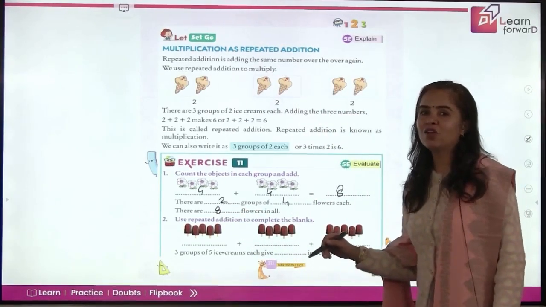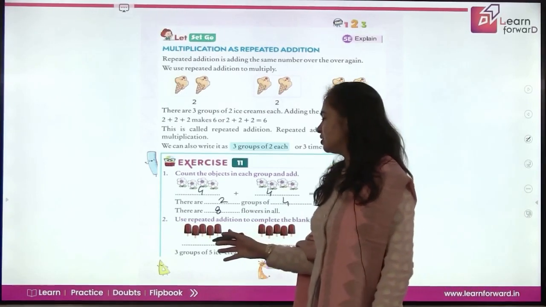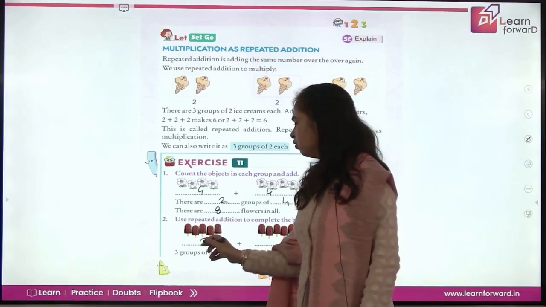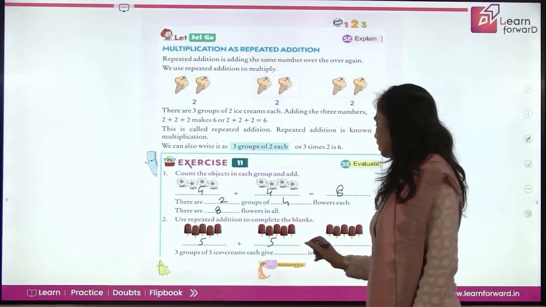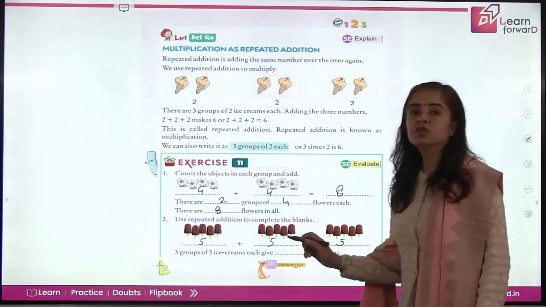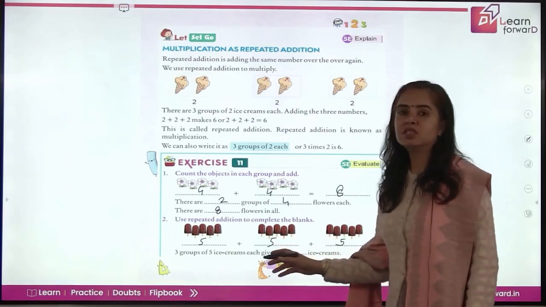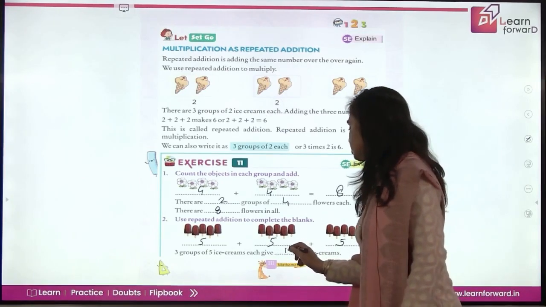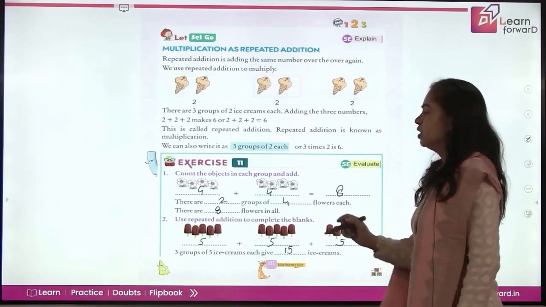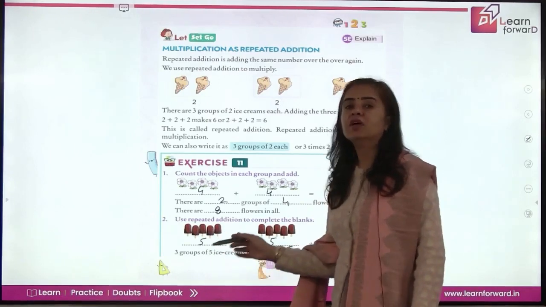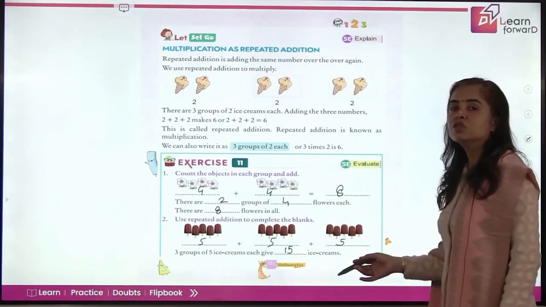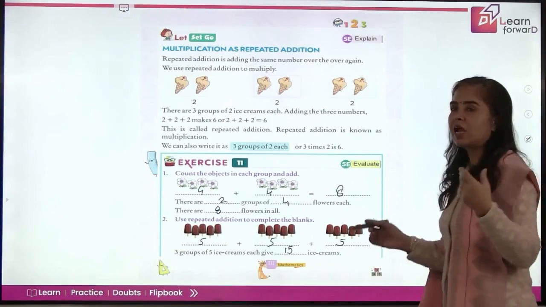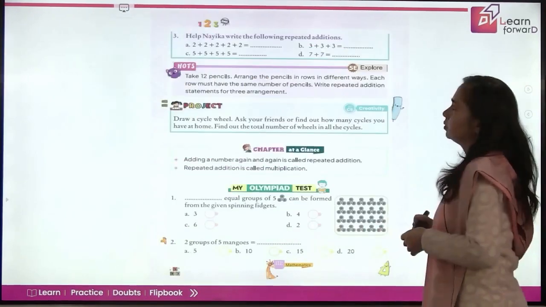Now you have your yummy chocolate ice creams. So use repeated addition. How many are these? 5. Another group of 5. Another group of 5. So 3 groups of 5 ice creams each make how many ice creams in all? 15 ice creams in all. That is perfect. So here again what you see, 5 plus 5 plus 5. So we are having 3 groups of 5. That means 3 times 5 is 15.